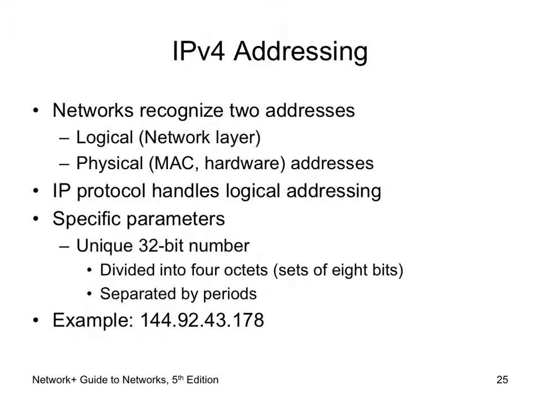IP version 4. This is what we're working on today and tonight, and most networks are still working on it, even though version 6 is available. It recognizes two addresses in version 4: a logical address, which is network layer, and a physical address, which is your MAC address, the hardware addresses of your network. Your switches all have hardware addresses. Your routers have hardware addresses. The IP protocol handles these addresses. The specific parameters: it has to be a unique 32-bit number, divided into 4 octets like every version 4 IP address is.